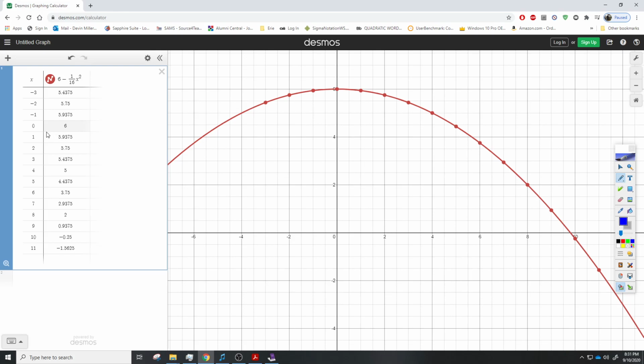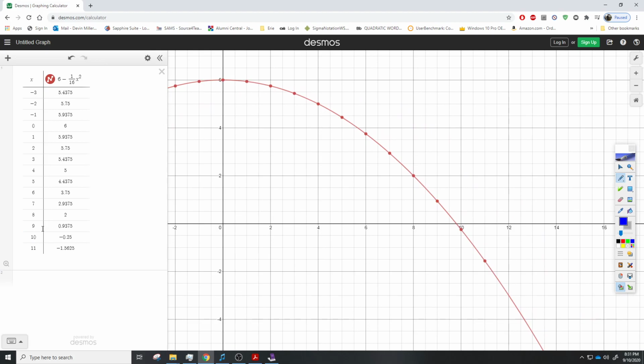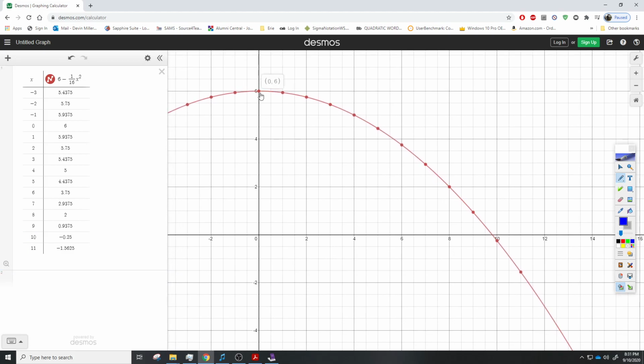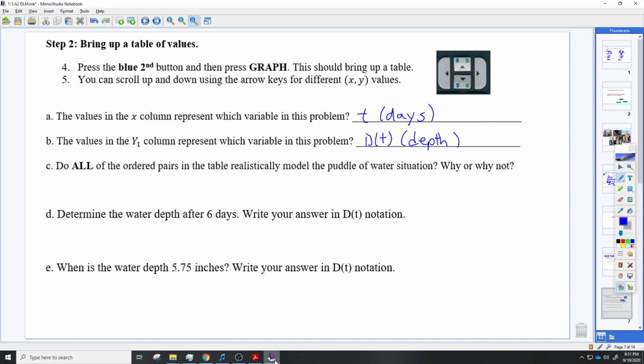Also, it wouldn't make much sense to continue with the days after it has evaporated completely. And you can see that happening as soon as we go in the negative direction for the y values. So it looks like after 10 days, -0.25 doesn't make sense. That means there's no water at all. You can't measure a negative depth like that. And so that point is over here, 10, -0.25. So really we're only looking at the graph from up here in this arc going down to the point where it evaporates completely.